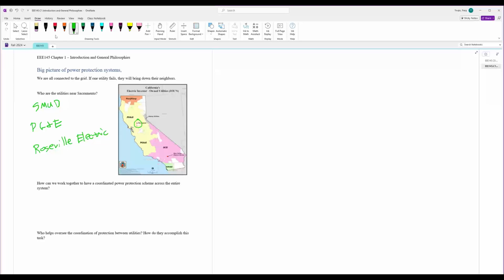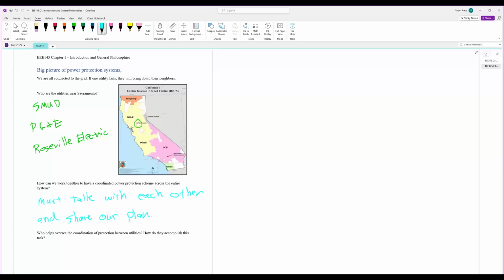You'll see, how can we work together to make sure our protection plan works across the entire system? We must talk with each other and share our plan, okay? If I make a protection system, I need to tell my neighbor the plan so they can plan theirs as well, and we can mesh our plans together, okay?